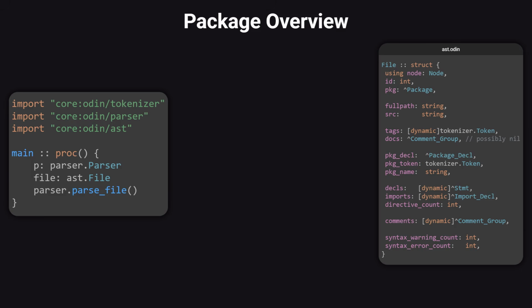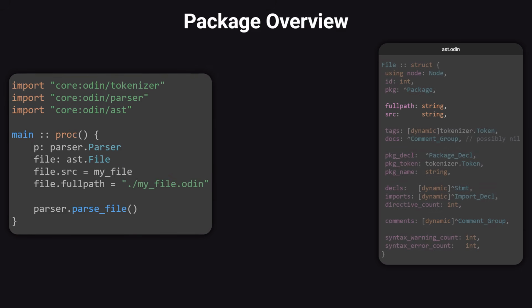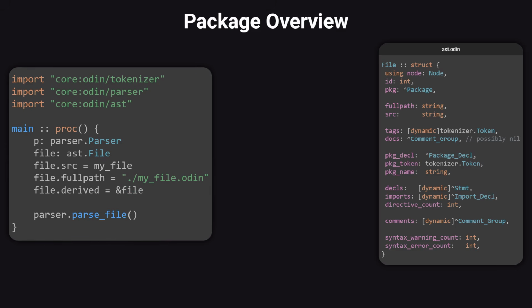The only thing we need to set is the actual source code, as well as the file path. We'll also set the derive field to point to itself, which isn't necessary, but makes walking the AST a lot easier later on. Now, you call the proc, and you're good. Congratulations, you successfully parsed Odin source code into an AST, and now you're ready to start screwing with it.